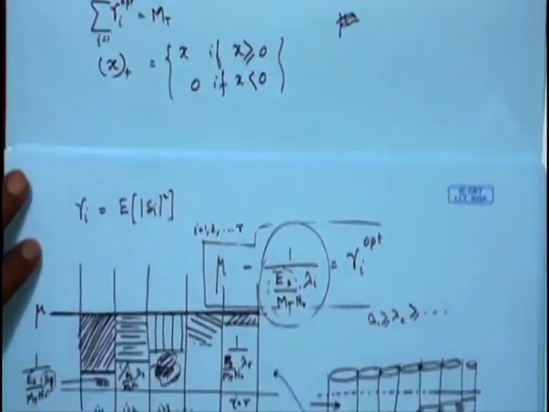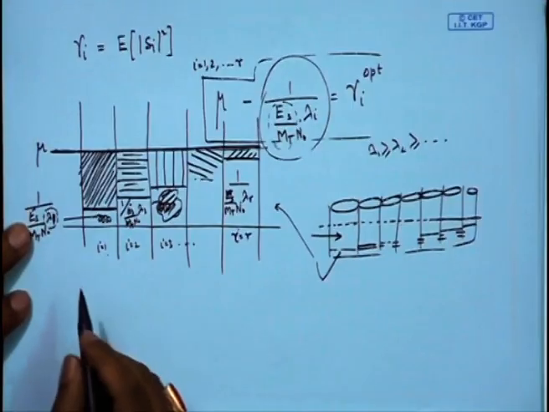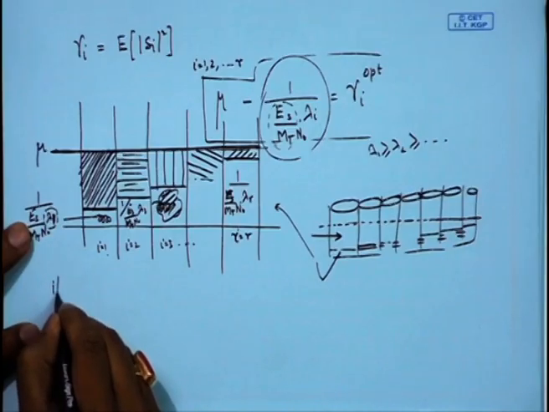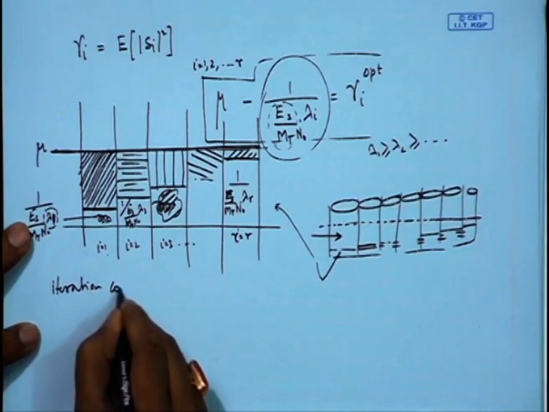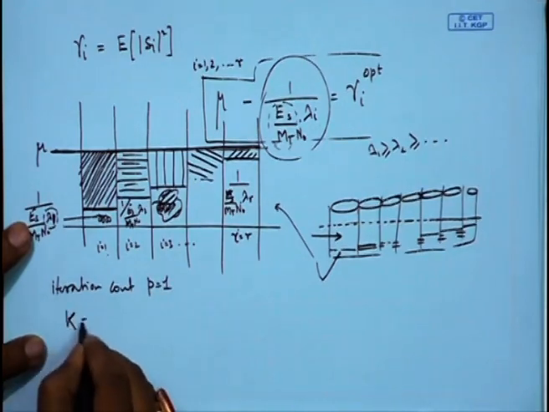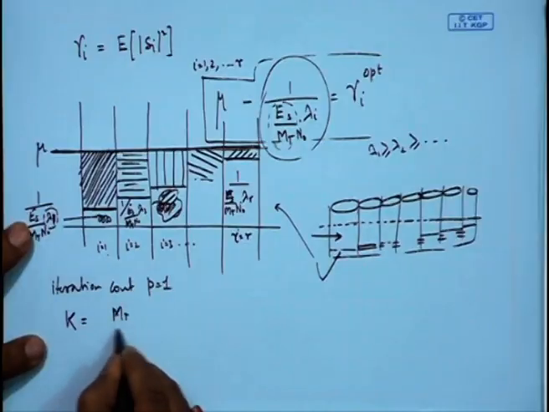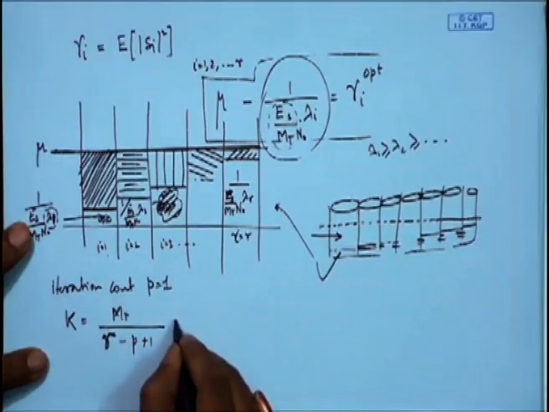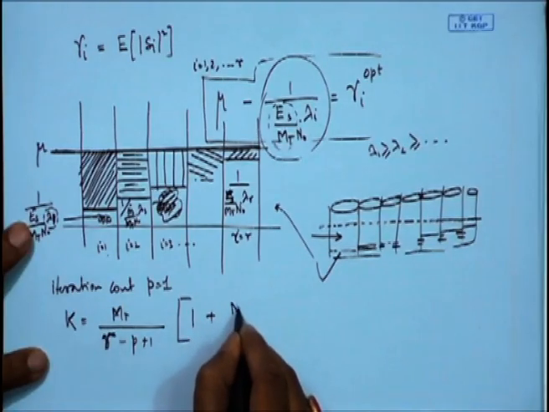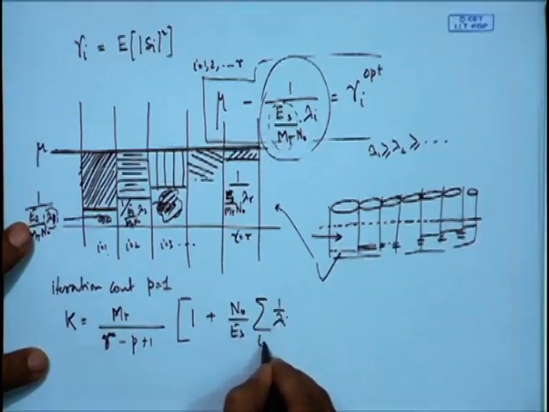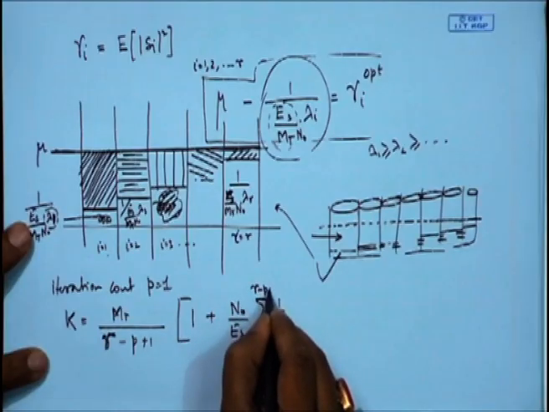And in order to arrive at this, there is a particular sequence of steps that is usually taken. The way it is done is you set the iteration count p equal to 1, and calculate the constant K, given by mt upon (r minus p plus 1), times [1 plus (n naught upon Es) times the sum over i, 1 upon lambda i, for i equals 1 to r minus p plus 1].